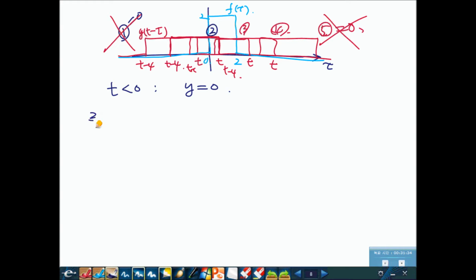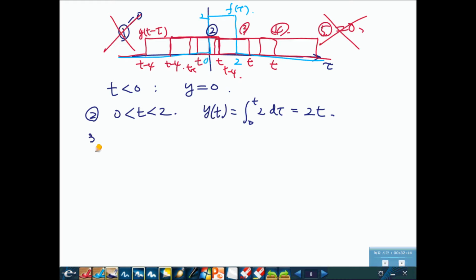Alright. So 2. T has to be greater than 0 and has to be less than 2, right? That's the head of the square. And y of t is the integral from 0 to t of d tau, right? Because this is the variable t, that's the end of the integration. So area keeps increasing. That's why it's 2t.